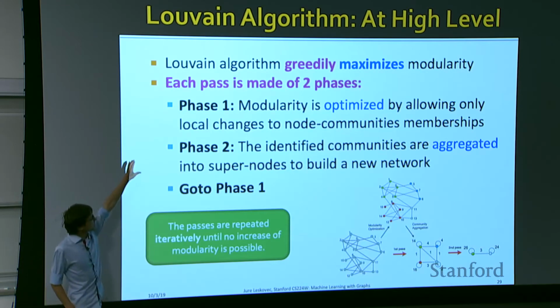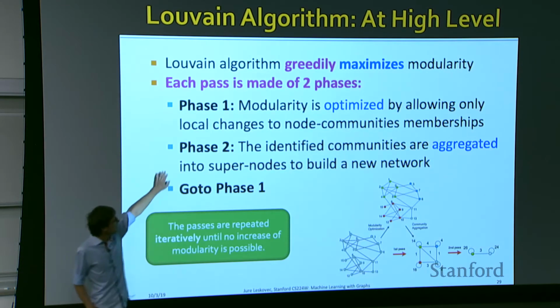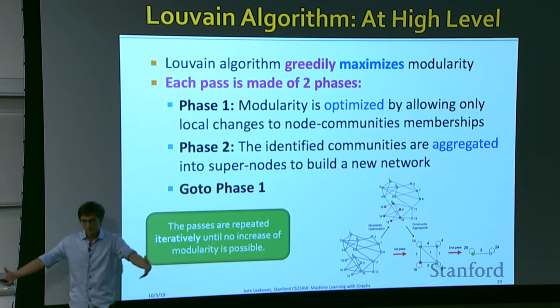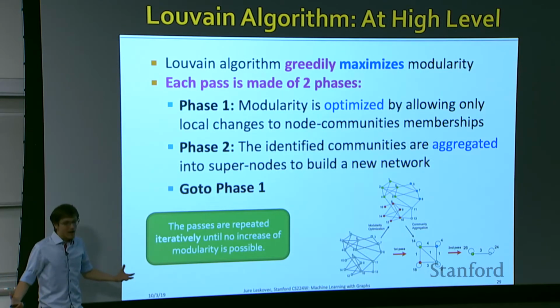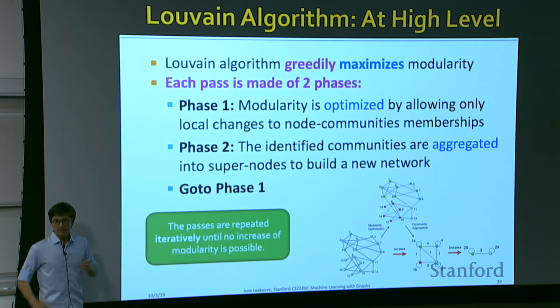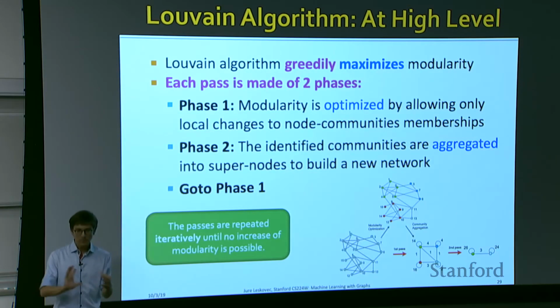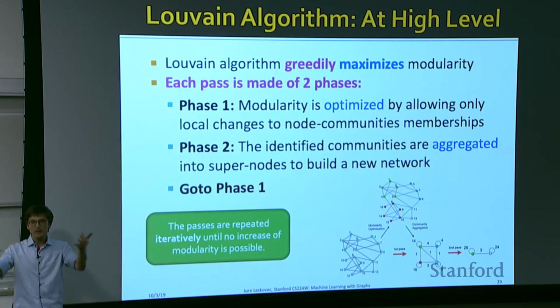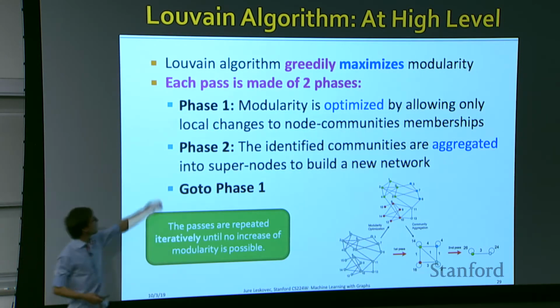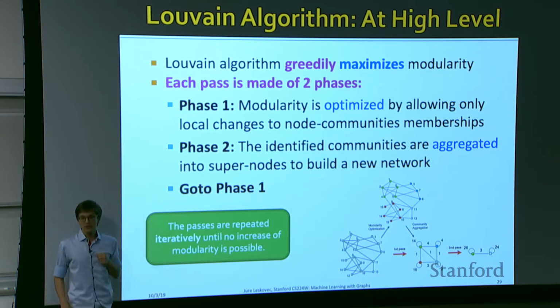After I have finished that part, I will say, aha, I found good communities, and I will apply the coarsening stage, where I take every community and combine all the nodes into a single supernode. And I will create the new network that is coarsened. And then we will apply phase 1 on this coarsened network.